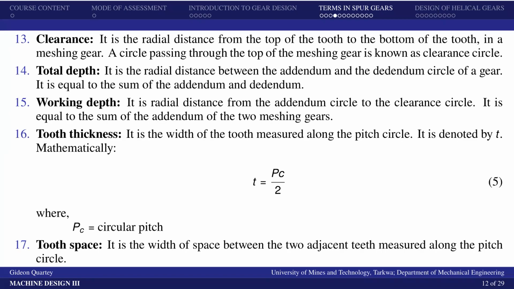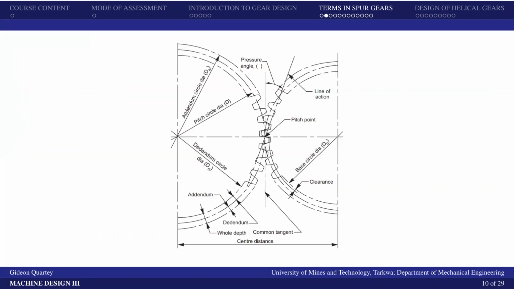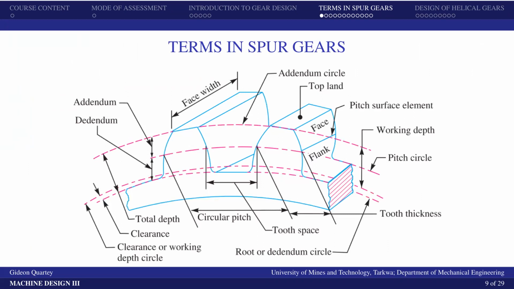All right, then we also have the clearance, and it is the radial distance from the top of the tooth to the bottom of the tooth in a meshing gear. That is the clearance. The circle passing through the top of the meshing gear is known as the clearance circle. Let's go back and try to identify the clearance from this diagram here. So we have the clearance over here.